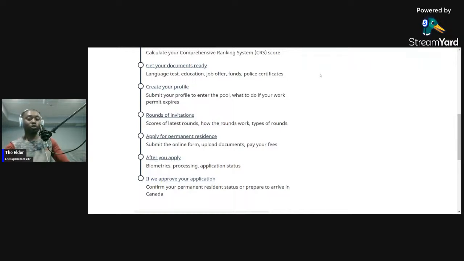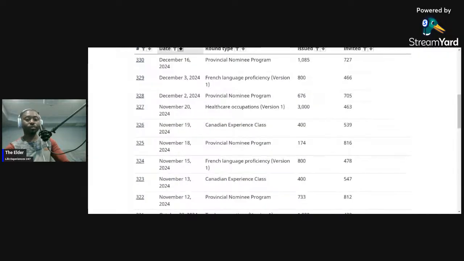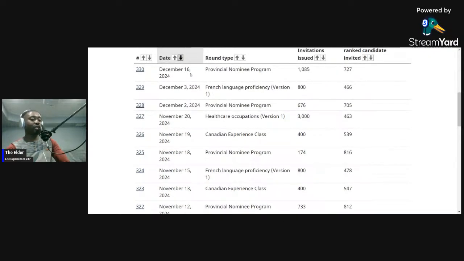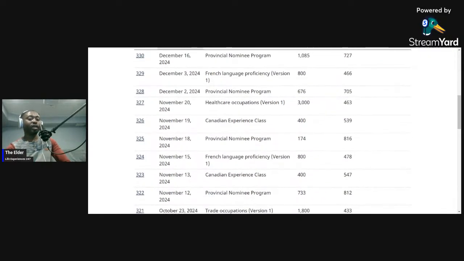So, as we saw from the ministerial instructions site, let me share the tab again. As we saw on this website, the last draw they had was December 16th, and that was for provincial nomination. And before that, they had one on December 3. Let's say you submitted your application on December 1, and you had, let's say, 470 points. It means by December 3, your application would have already been in and registered, and you would have received acknowledgement that they have your application. And as a result, you are going to receive an invitation.